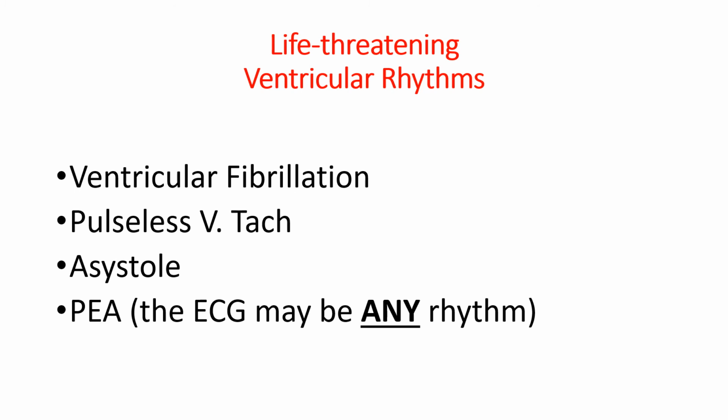Life-threatening rhythms are V-fib, pulseless V-tach, asystole, and PEA. Again, with PEA the ECG may be any rhythm, but there's no pulse. PEA and asystole are treated the same: pulse, epi, assess your H's and T's.